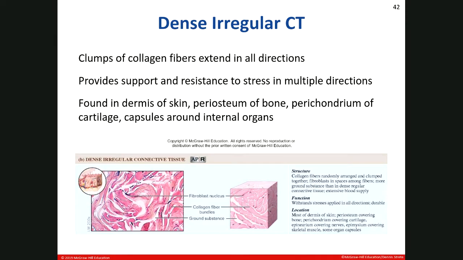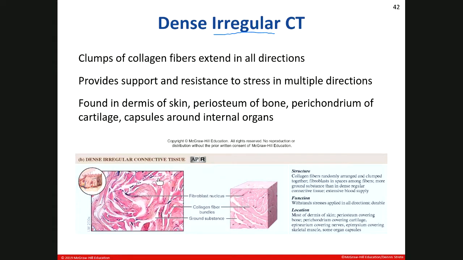The second type of dense connective tissue is dense irregular. Notice the term irregular. That means you've got these clumps. You can see it here in the picture. You got these clumps of the collagen, all right? These swirly, twirly clumps. The nice thing about it is that this type of connective tissue can handle stress in multiple directions, right? Which is great for our skin.